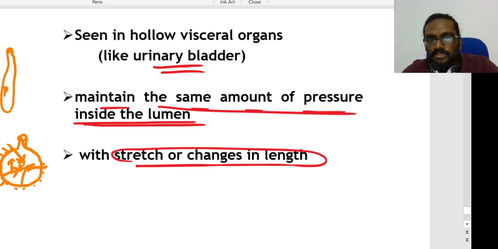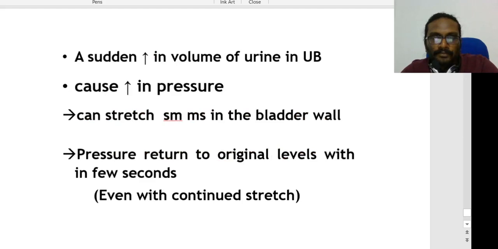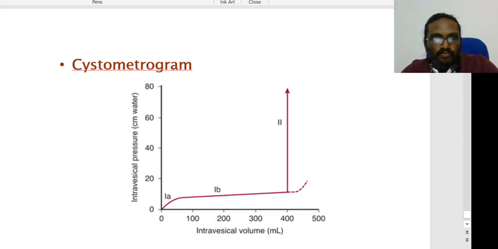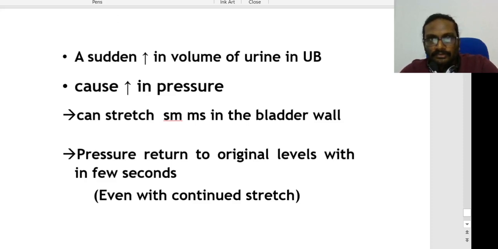The inside pressure is never increased; instead the smooth muscles stretch by themselves and remain in a very happy state of stretching, so that the inside pressure is not allowed to rise for a long period of time. That is what we are going to learn with the help of a very simple graph. Okay, let me show this first, then we'll go to the graph.